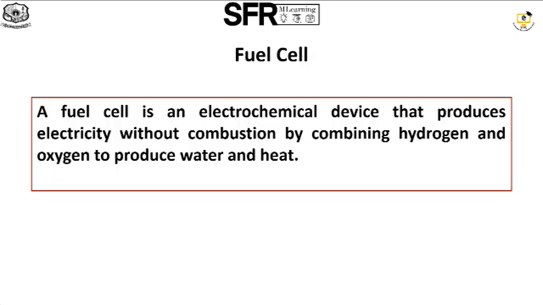Fuel cells. A fuel cell is an electrochemical device that produces electricity without combustion by combining hydrogen and oxygen to produce water and heat. It was discovered by the German scientist C. Schönbein. It was first developed by William Grove in 1839. Grove was experimenting on catalytics when he observed that combining the same elements would also produce an electric current.